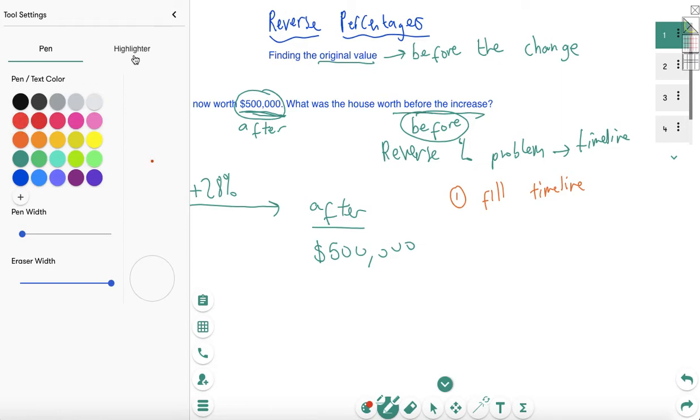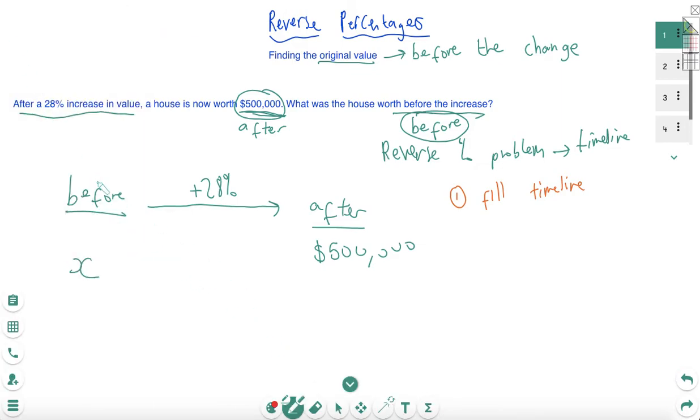Step two. Remember guys, the before price or the original price is always the 100% price. That's the full amount. So it's 100% plus 28%, which gives us 128%. Now, remember before, we turn 128% into a decimal, so we divide by 100, and that will give us 1.28. So basically, some number multiplied by 1.28 gives us $500,000.